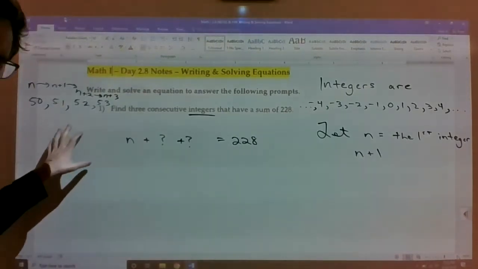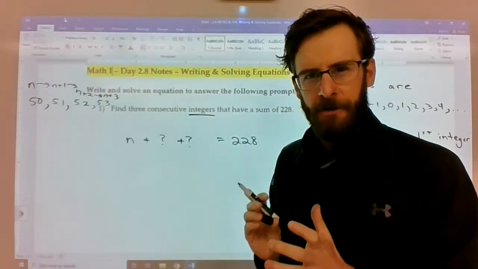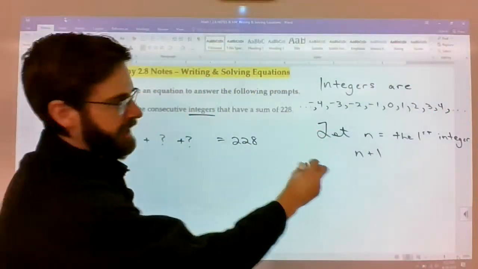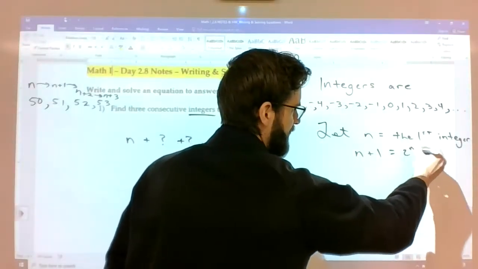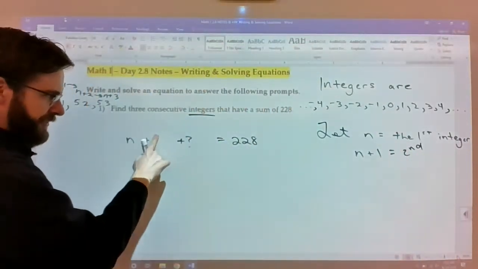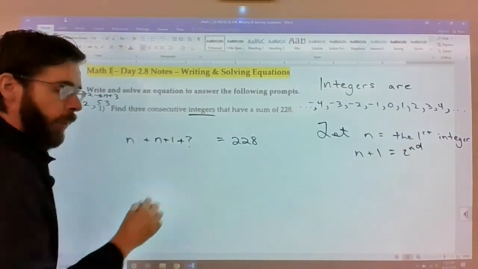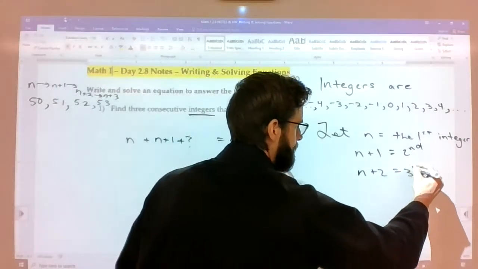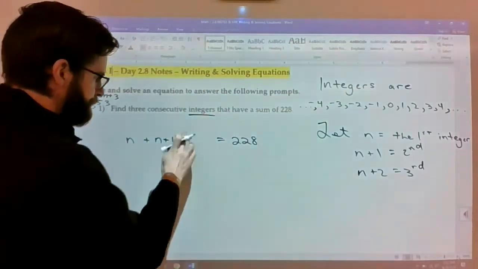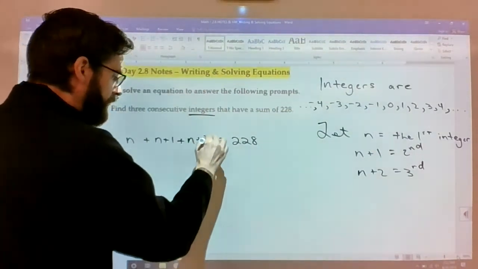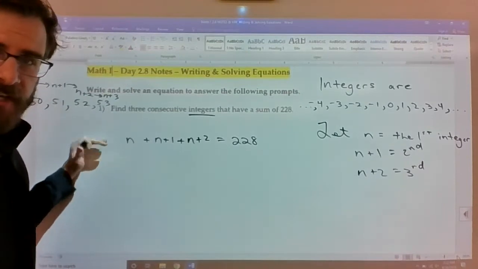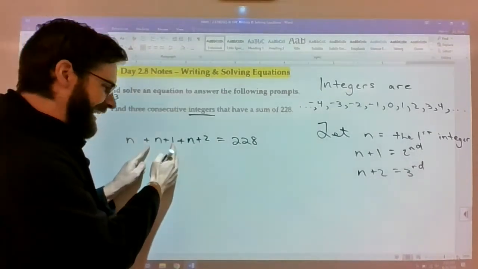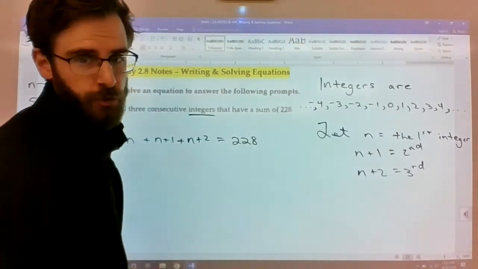So hopefully this establishes some kind of pattern for you to make sense of this part of the video. So my first integer is n. My second integer is n plus 1. So in place of this question mark, I'm going to put n plus 1 as my second integer. And my third integer is just going to be n plus 2. So here's the equation that you could use to find three consecutive integers. Here's my first one, here's my second one, here's my third one that add up to 228.